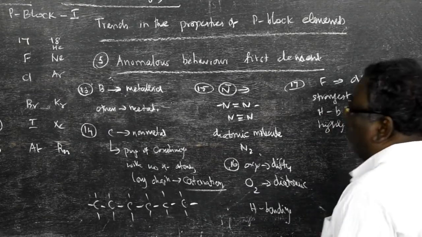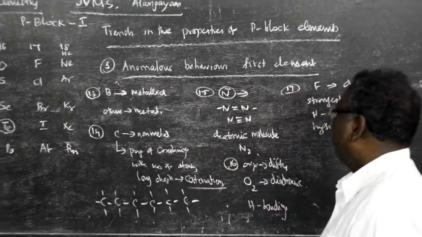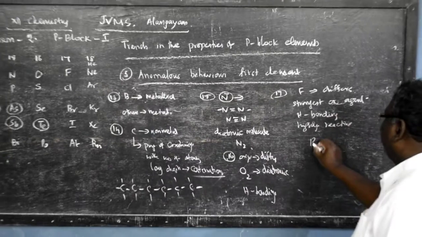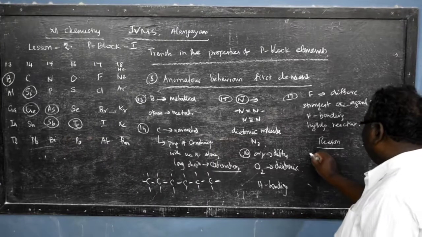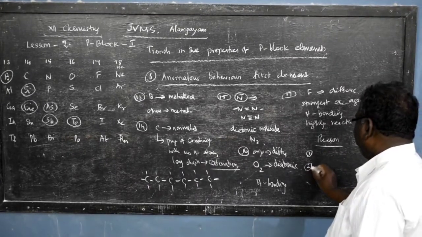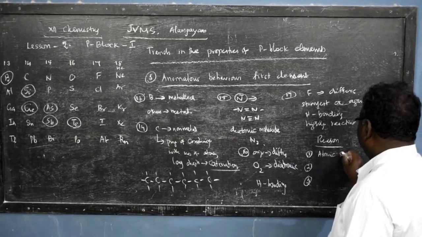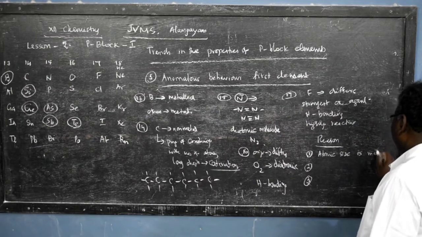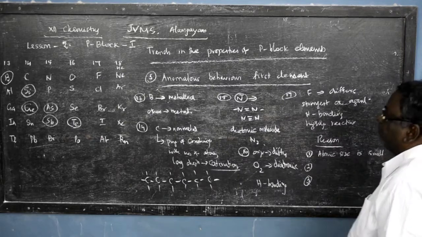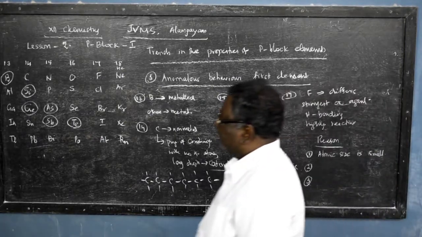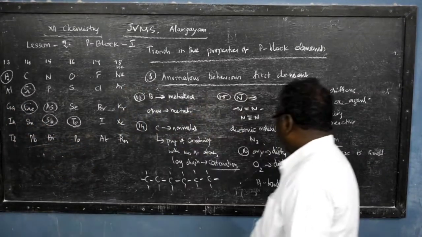Like that, all the first elements in each group are found to be different from the other elements. And what is the reason for that? Why are they differing from other elements? Three reasons are observed. The first is their atomic size is small. Their atomic size is very small because boron has only 2 orbits, whereas the later elements will have 3, 4, 5, 6 orbits. The number of orbits is increasing.